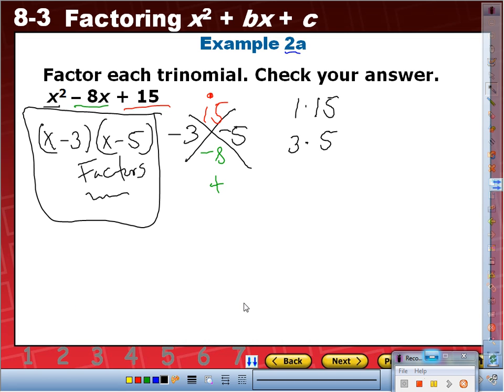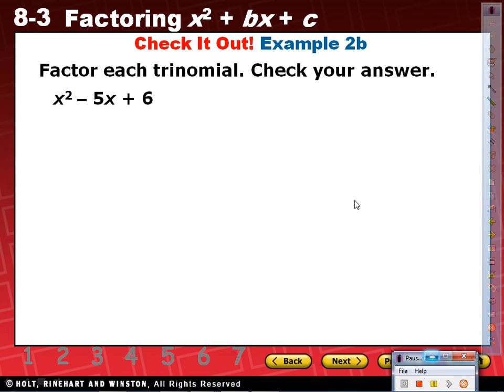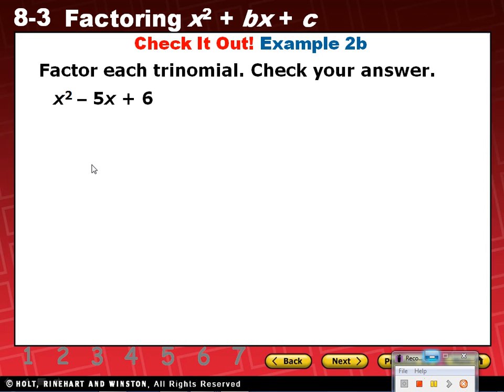Okay, let's do another one. We'll do another one. Here we go. Well, in order for this to, guys, in order for this to be a negative, that means both of them have to be negative because this was a positive factor. Right? Okay, copy this one. Example 2b. Copy that. Okay, go.